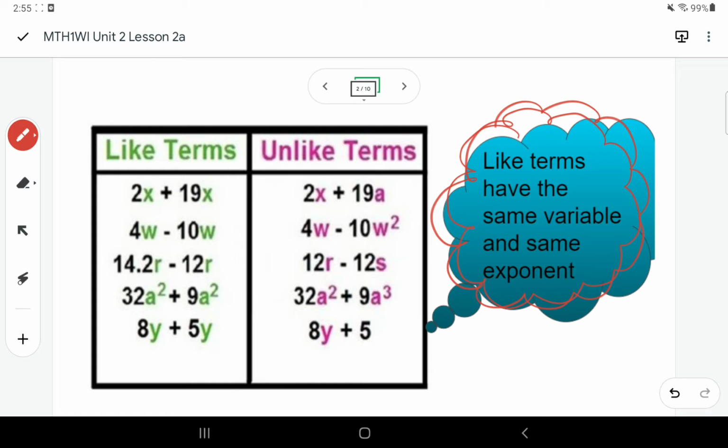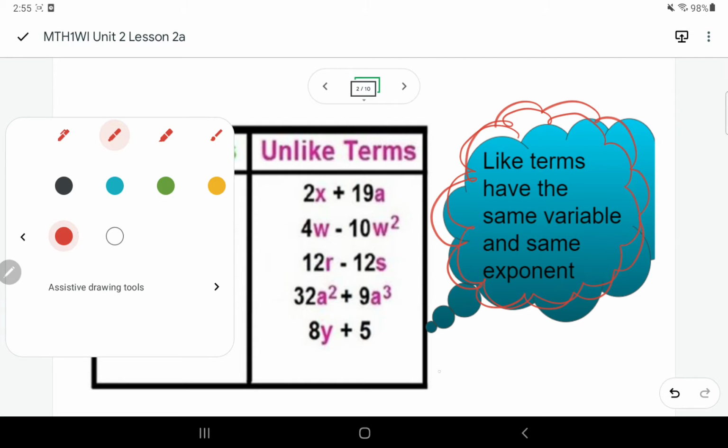So in this table, I see some things that are listed as being like terms. For instance, here I've got 2x and 19x. Those are the same variable because they're both x's. They have the same exponent because they don't have an exponent. Similarly, 4w and minus 10w, they're both w's. Same with the next one with the r's. The next one after that, 32a squared and 9a squared. Those both have the same variable, both a's, and they both have the same exponent, exponent 2.